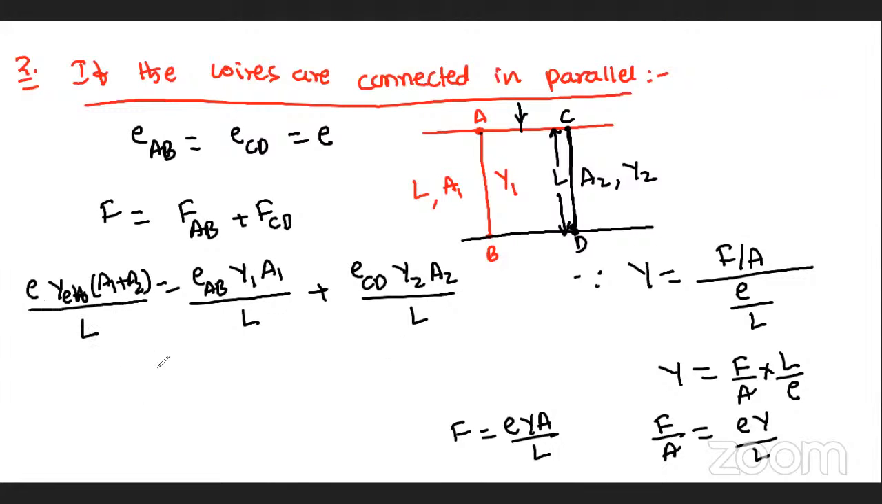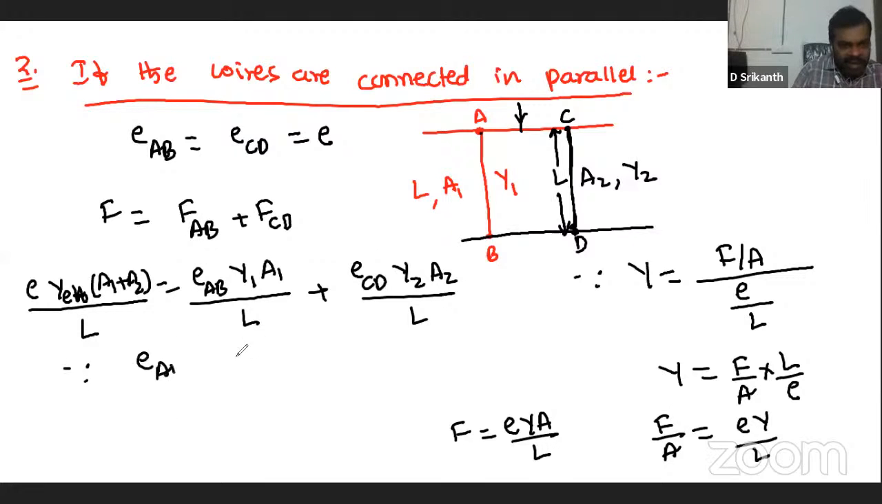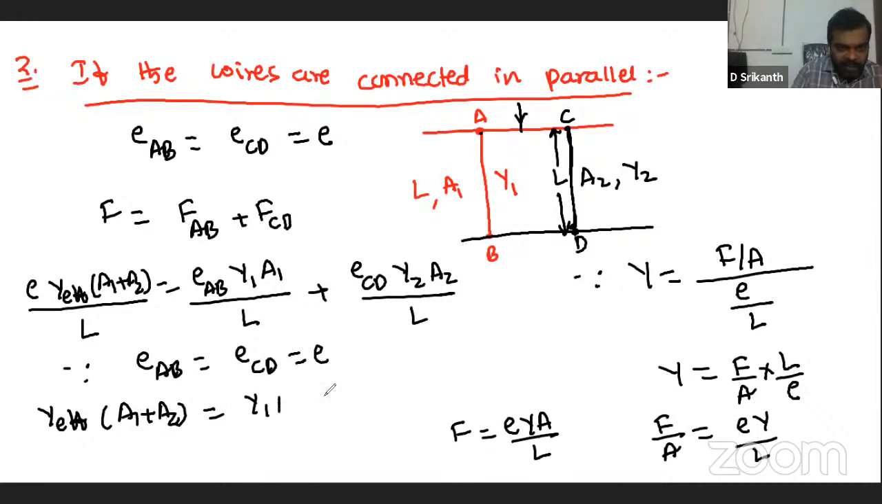Since the elongation along AB and along CD is equal to E, throughout the equation E will get cancelled. So Y effective into A1 plus A2 equals Y1 A1 plus Y2 A2. In the denominator, L will also be cancelled. Right?